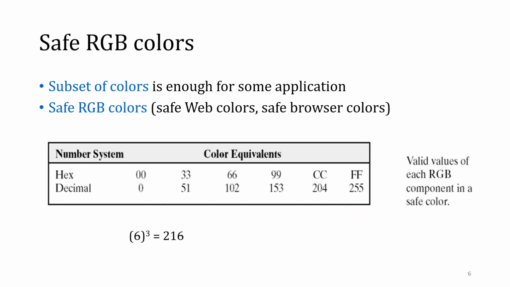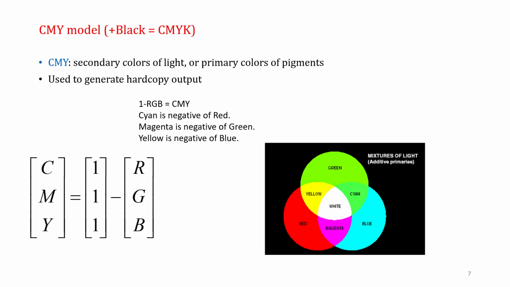Safe RGB colors, which means that a subset of colors is enough for some applications. Safe RGB colors, like safe web colors and safe browser colors, and the equivalent hex and decimal number systems are shown. Valid values of each RGB component in the safe colors are given.